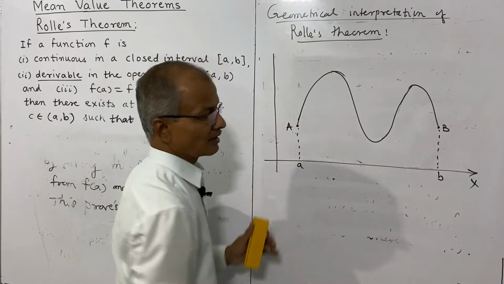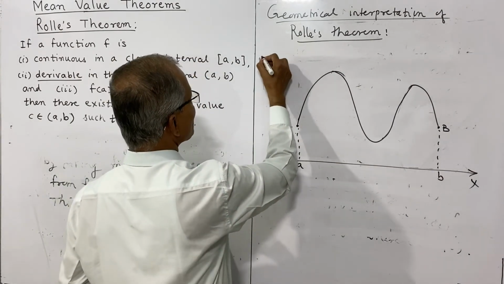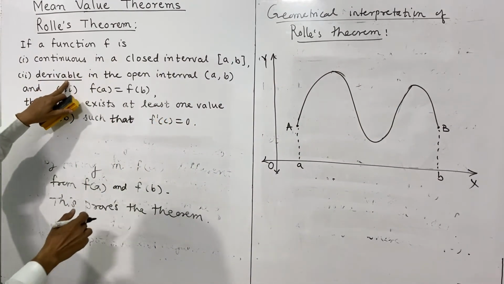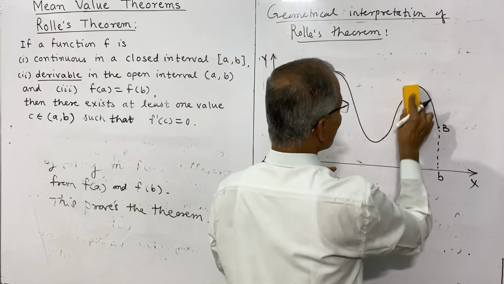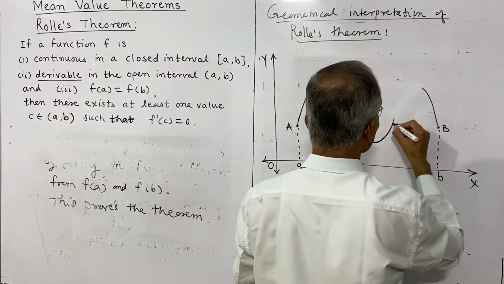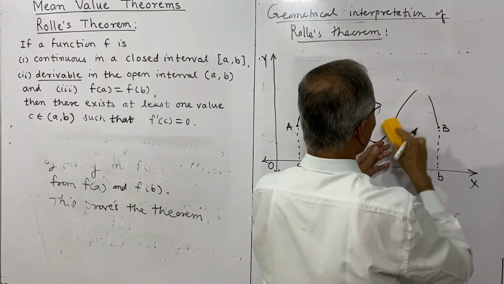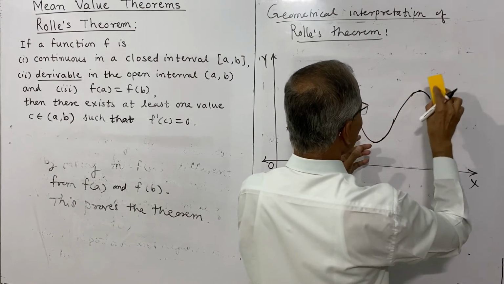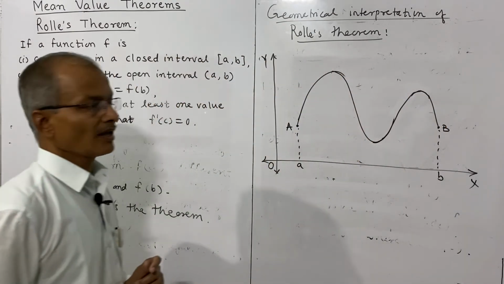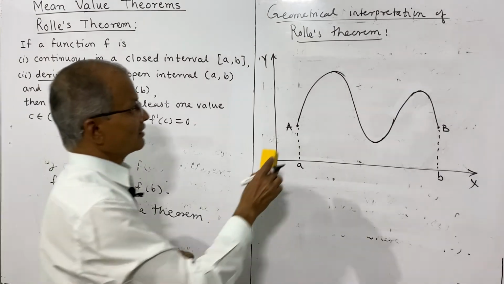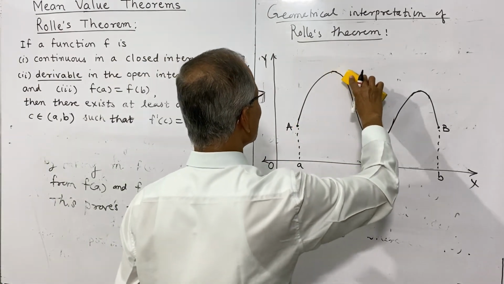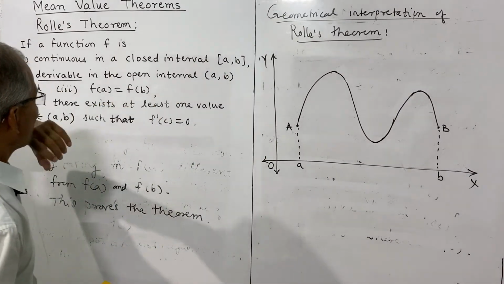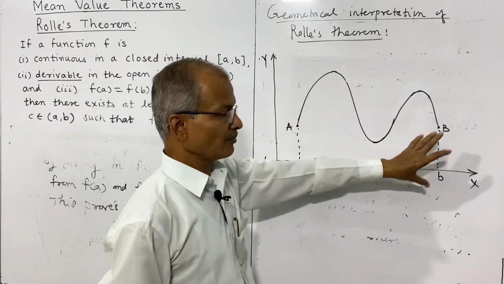Function is considered in this interval AB, and now function is continuous, that is the first condition. Function is derivable, that means we can draw. The geometrical meaning of the function is derivable at a point means we can draw tangent. The graph is smooth and we can draw tangents at every point to the graph or to the curve. And now the third condition is also satisfied, f of A is equal to f of B. So f of A is equal to f of B means the ordinates at A and B are equal.